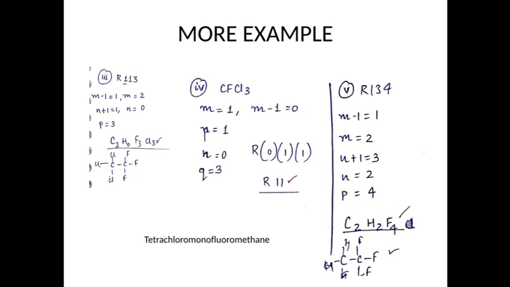And similarly, if we take CFCl3, how can we designate it? It becomes R11. Sorry, this name will be trichloromonofluoromethane, this is the R11 name. Then similarly you can find out for R134a. Here you will get C2H2F4. So what will be the name of this? C2H2F4 is tetrafluoroethane, because here you have two carbons, so ethane will come into the picture.